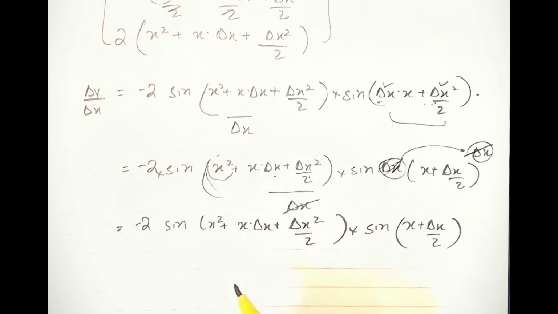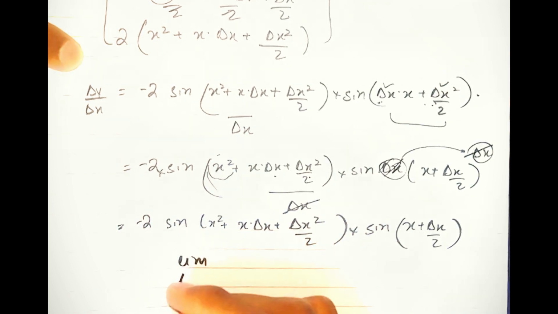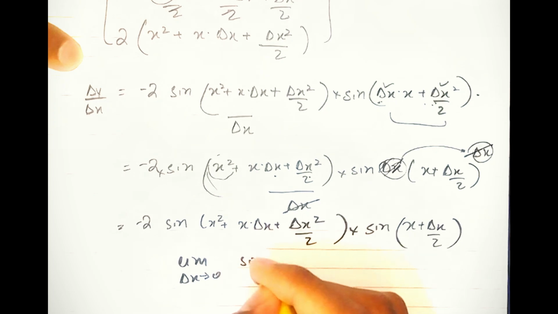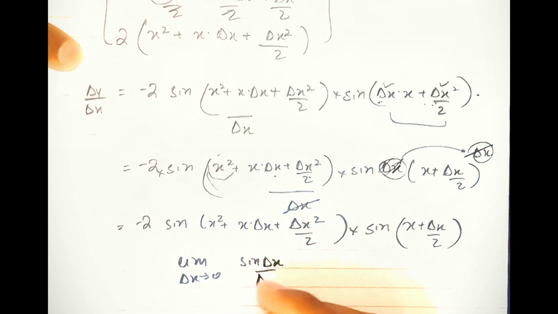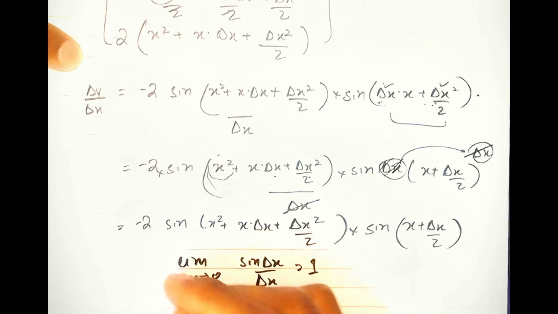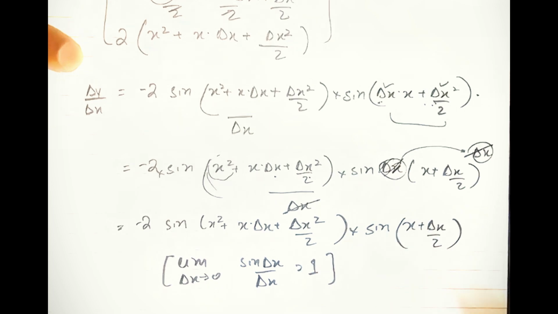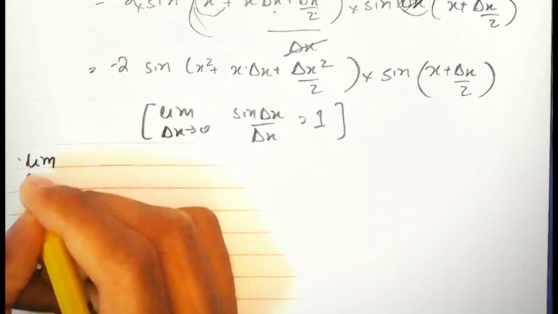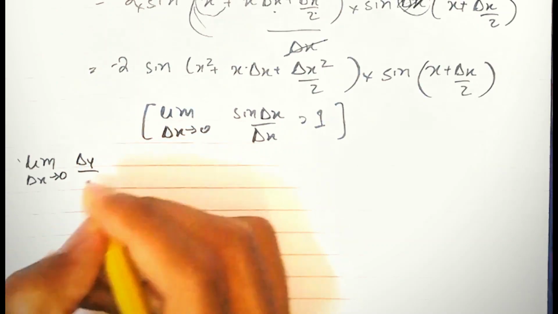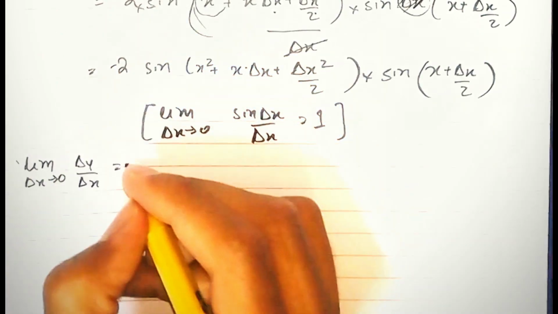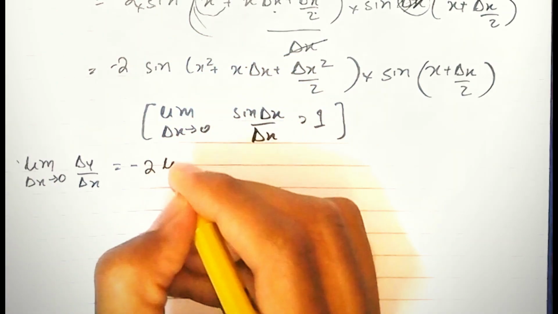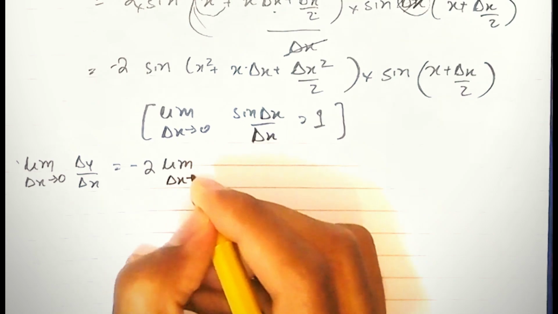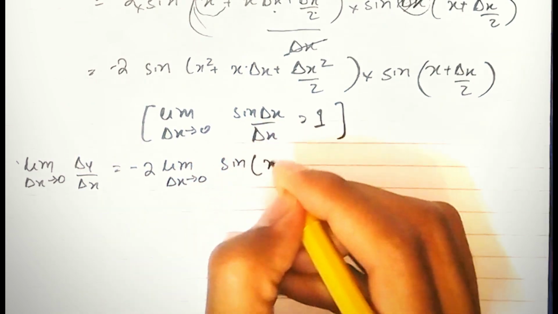Okay, now let's just apply the limit, and we know that in the previous question when we were solving for the sine question that we have a property: limit of delta x approaches 0, sine delta x divided by delta x is actually equal to 1, right? And we are using this property in all of these trick questions, right? So I can put a limit over here, that's fine. Limit delta x approaches 0, delta y divided by delta x would be equal to this negative 2, which is a constant, so I can take the limit over here, limit delta x approaches 0 sine.